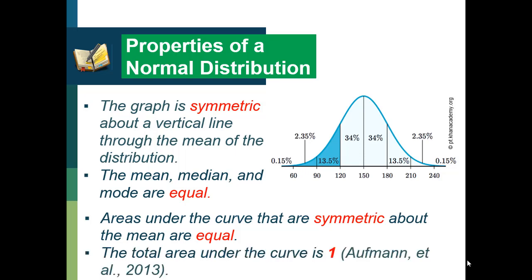Now, the total area under the curve is 1, or in percent, that is 100%. Basically, if you add all the percentages in this particular normal distribution, you will get a sum of 100%, or 1 in whole number. Did you get it? So these four are the important properties of a normal distribution.